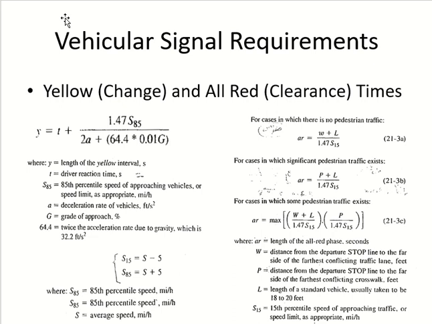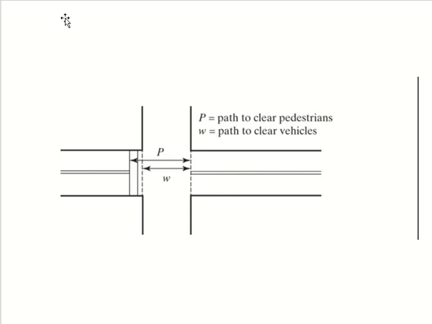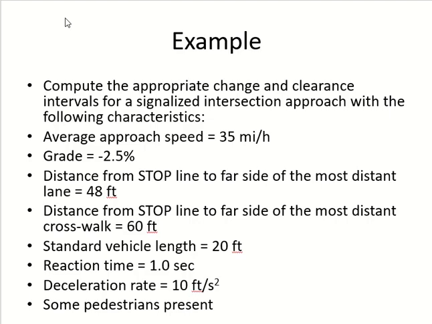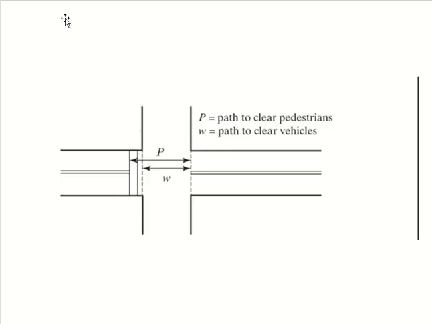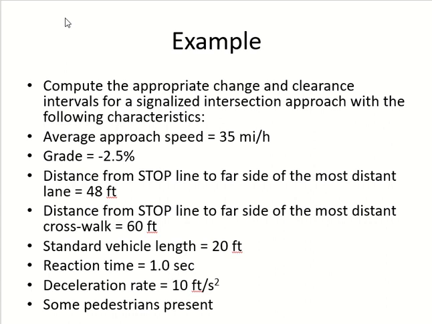This is a figure which is showing P and W, I already explained. Stop line to stop line, W. Stop line to crosswalk, P. This is an example. We have to find out the change and clearance, meaning yellow and all red, for this data.